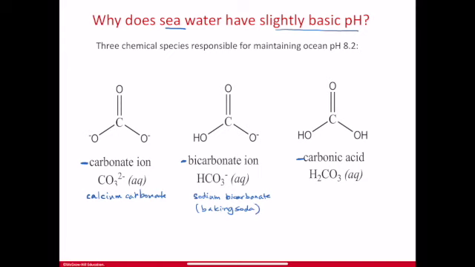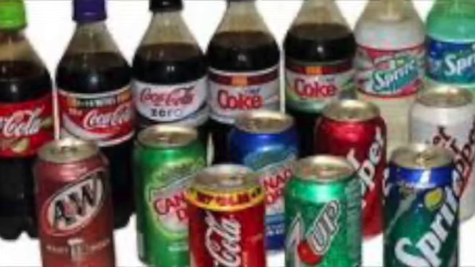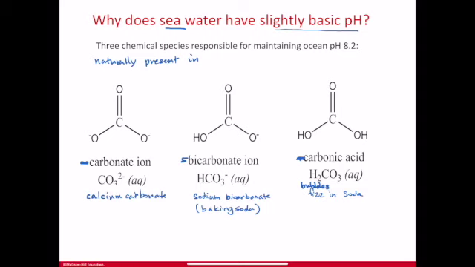So the bicarbonate ion you might have heard of from sodium bicarbonate, which is the chemical name of baking soda. And then carbonic acid you may have heard of as the fizz in soda. So if you have fizzy soda, fizzy water, it's because of carbonic acid. Those are the bubbles. These are naturally present in our blood and in our oceans. They've been since the evolution of the human body and since the evolution of oceans on Earth. So for millions of years, the ocean has been maintained at a slightly basic pH of 8.2 because these ions are present in the ocean.